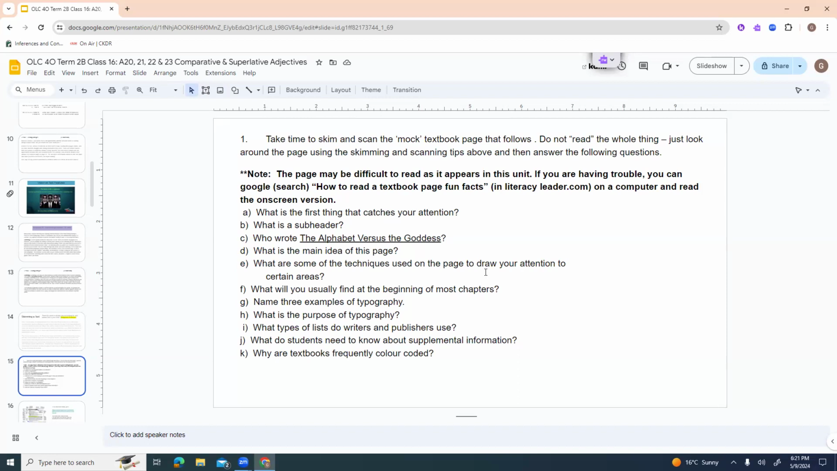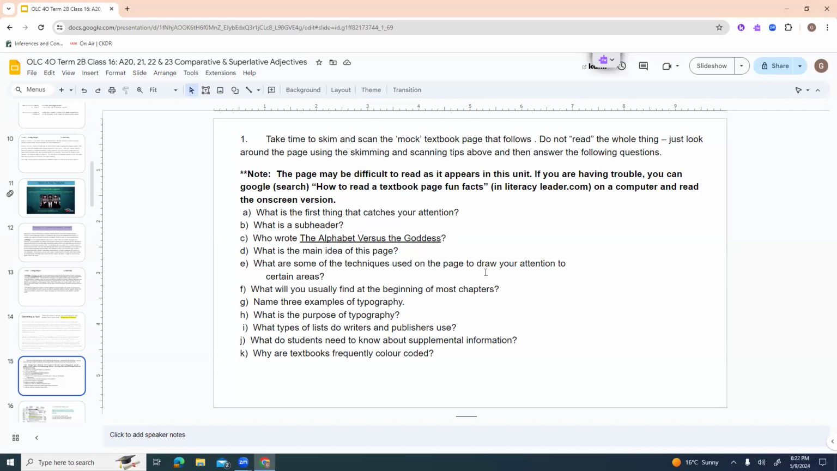Before we go on, I'm just going to read the questions so you have an idea of what kind of things we're looking for, okay? A, what is the first thing that catches your attention? There is no wrong answer there. Whatever catches your attention, that's it. What is a subheader? Who wrote the alphabet versus the goddess? What is the main idea of this page? What are some of the techniques used on the page to draw your attention to certain areas? What will you usually find at the beginning of most chapters?